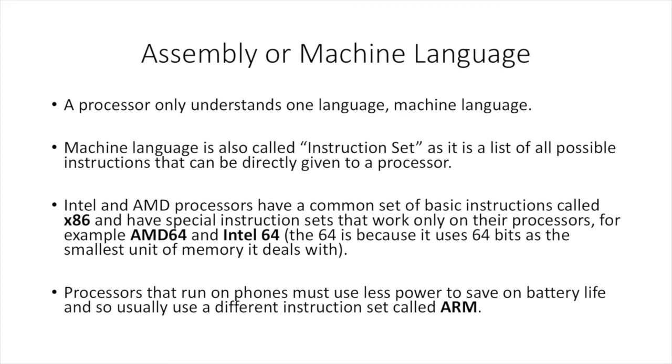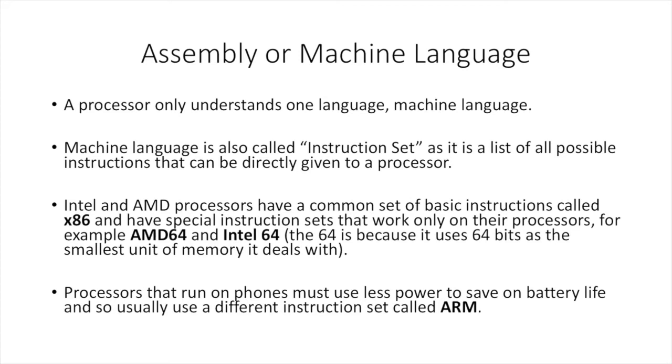Very early on, I explained that assembly or machine language is the language that the processor actually speaks. This is the set of instructions the processor understands, and it is the only set of instructions that the processor understands. This is also called an instruction set because it's a list of all the possible instructions that can be directly given to a processor. There are different instruction sets, or different types of machine language, and these depend on who the manufacturer of the processor is and what they want the processor to do.